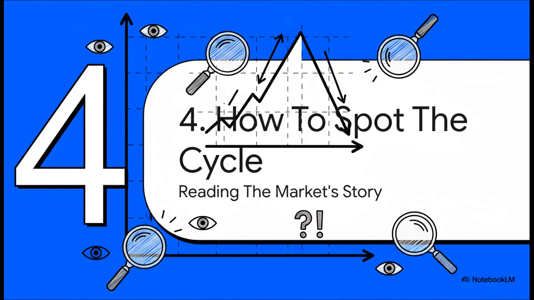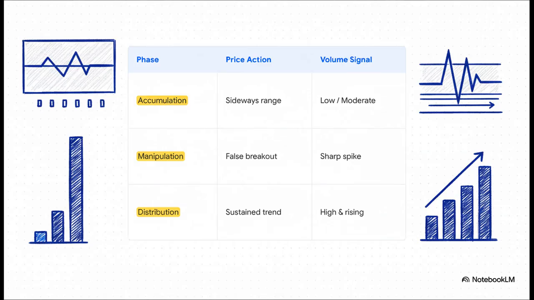Okay, so that's the theory. But how can you actually learn to see this cycle for yourself on a live chart in real time? Well, there are a few very specific clues you can look for. Think of this table as your cheat sheet. For accumulation, you're looking for that sideways price action and pretty flat volume. For manipulation, you're looking for that false breakout, often with a long wick, and here's the key, a sudden, sharp spike in volume. And finally, for distribution, you're looking for that sustained trend with high and rising volume. It's a clear 1, 2, 3 sequence.